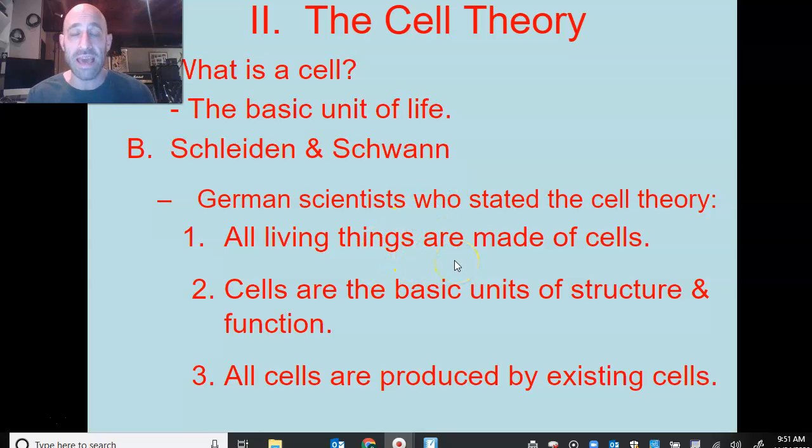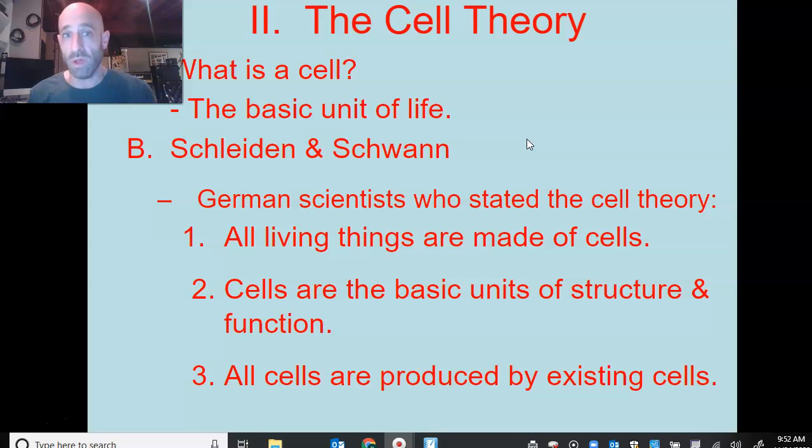And the cell theory is the idea that there are three general rules about cells. The first one is that anything alive is made of cells. All things that are living are made of cells. You could have a single-celled organism, which is bacteria would be a single-celled organism. Paramecia too. Viruses aren't technically living, so we wouldn't consider them a single-celled organism.